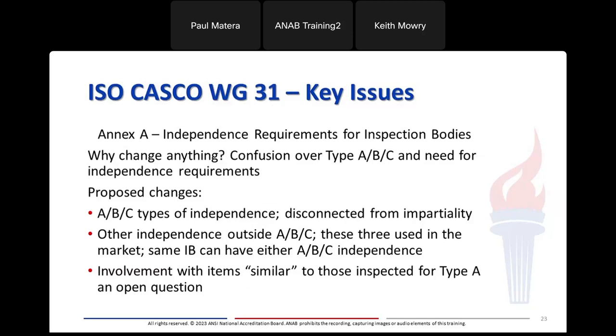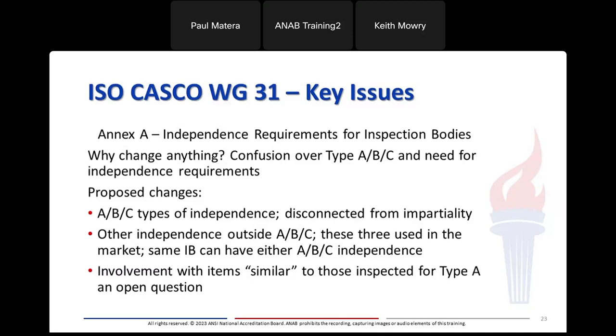Okay, so on Annex A, the whole ABC created some confusion and some issues for a lot of people. Some people felt that Type B and Type C inspection bodies were being cast as lesser inspection bodies. You know, they're not as good as the Type A. And what we tried to do is update those concepts, which is why we split out impartiality from independence. So whether you're a Type A, a Type B, or Type C, you are expected to be impartial, period.